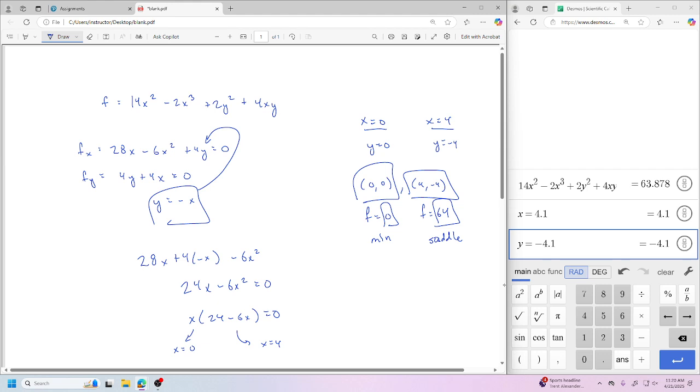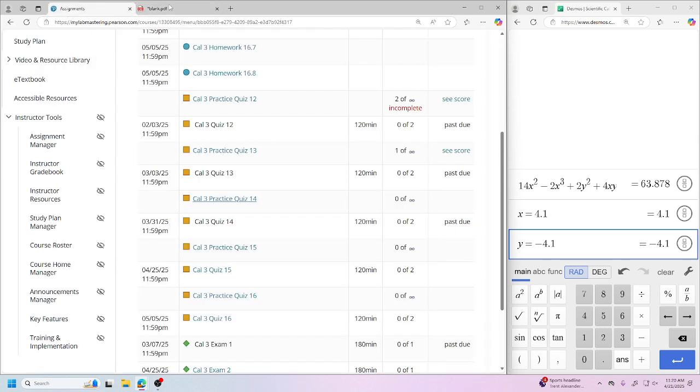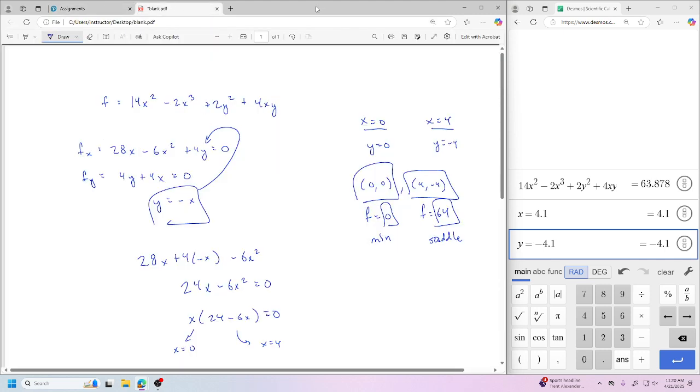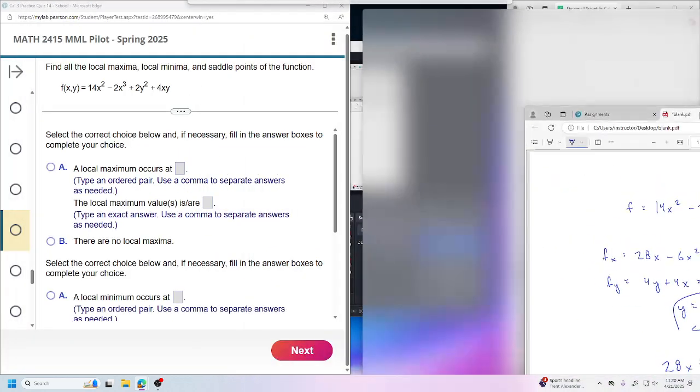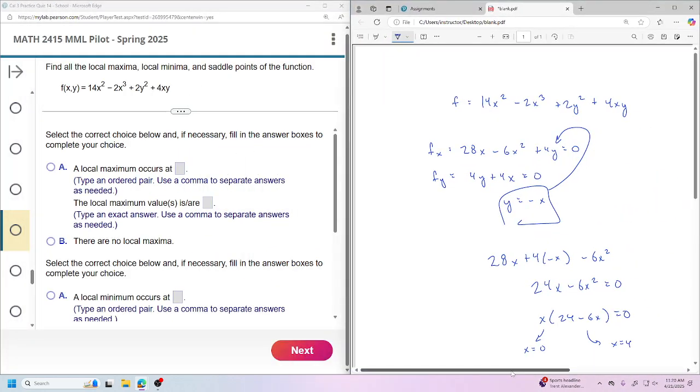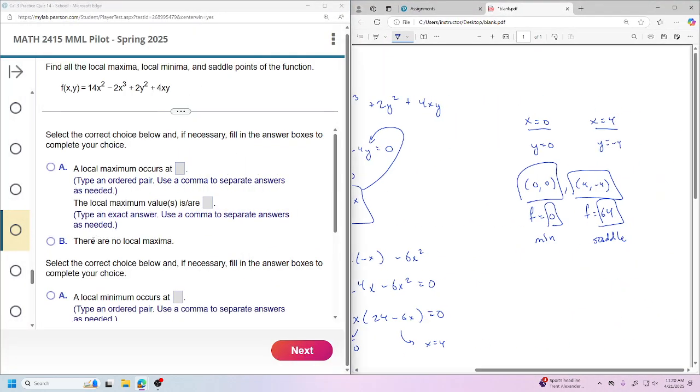That's just a guess. Of course, I'm going to test it all out here in about 10 minutes, maybe 5 minutes. Okay, so 0, 0, min, and then the 4, negative 4 is a saddle. That's one to go. So there's no maximums.